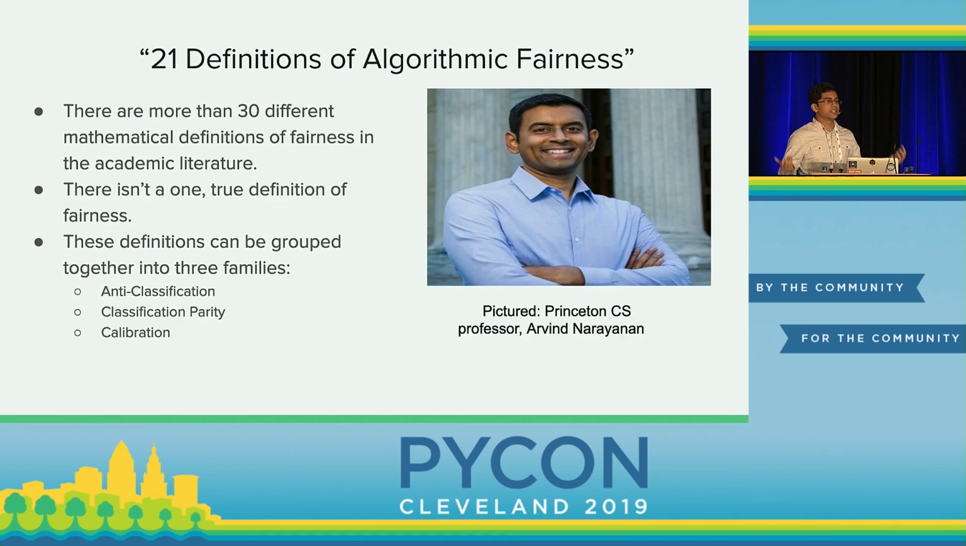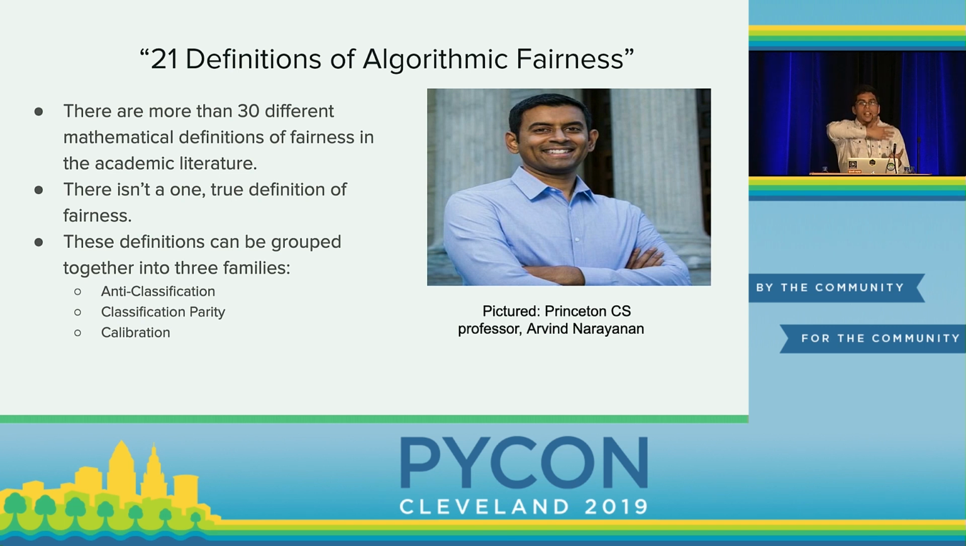So let's talk about different definitions of algorithmic fairness. There was a talk a year ago by Princeton professor Arvind Narayanan, where he showed that there were 21 definitions of algorithmic fairness at the time. Now there are more than 30. As computer scientists and statisticians, we think, okay, there's 30 definitions, there's got to be some that are better than others, this one true definition of fairness we can use. And that's not really true. Why? Because fairness is a social and cultural concept.